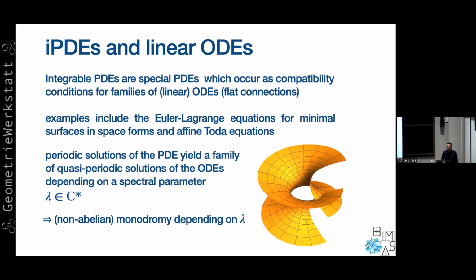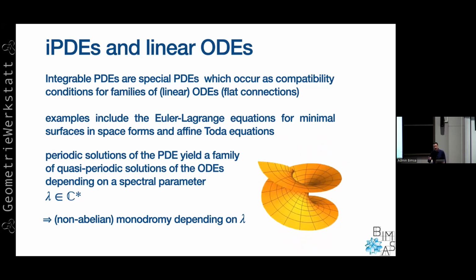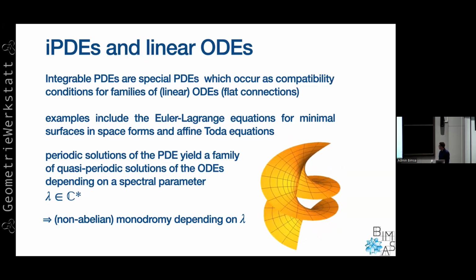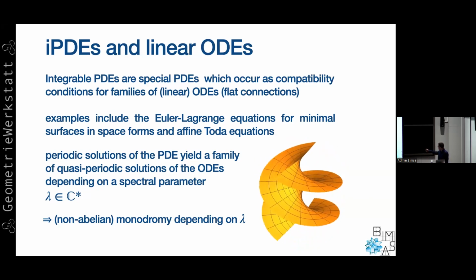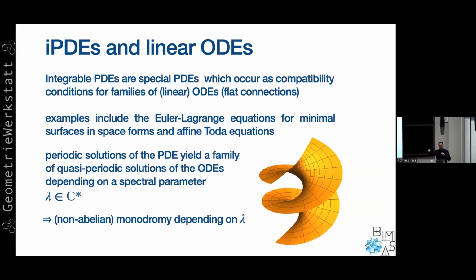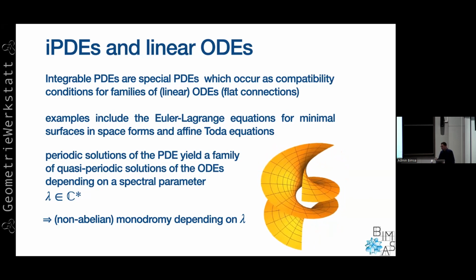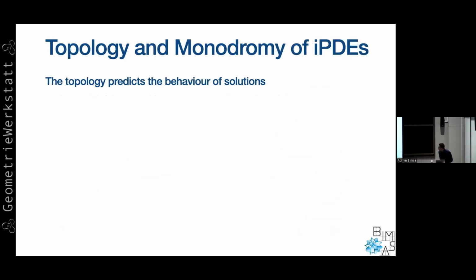But in the nonlinear setup, what you usually get is non-abelian monodromy, depending on our spectral parameter lambda. While here, in that classical case, we just have periods, so abelian monodromy, which is much simpler, of course. So you might guess at that point that the topology of the underlying domain of our surface is very much related to the behavior of the solution. And actually, that's true. It's very much the same as happens for the geometry of surfaces.